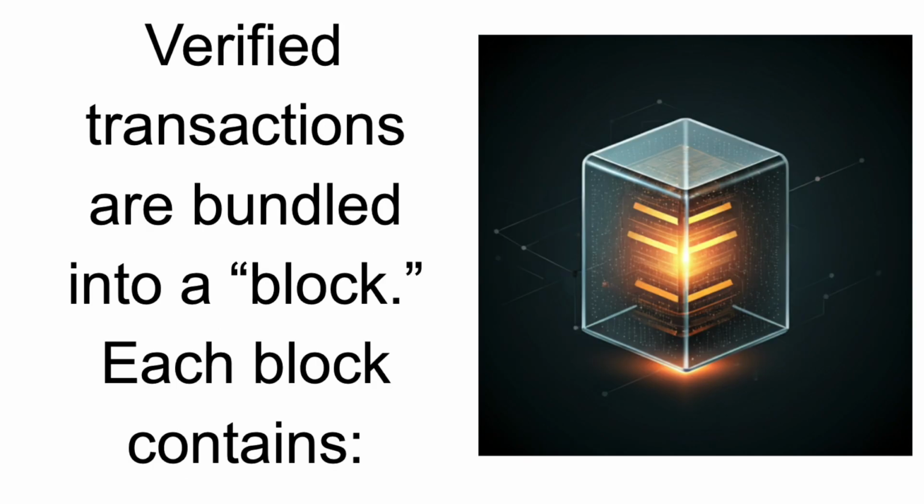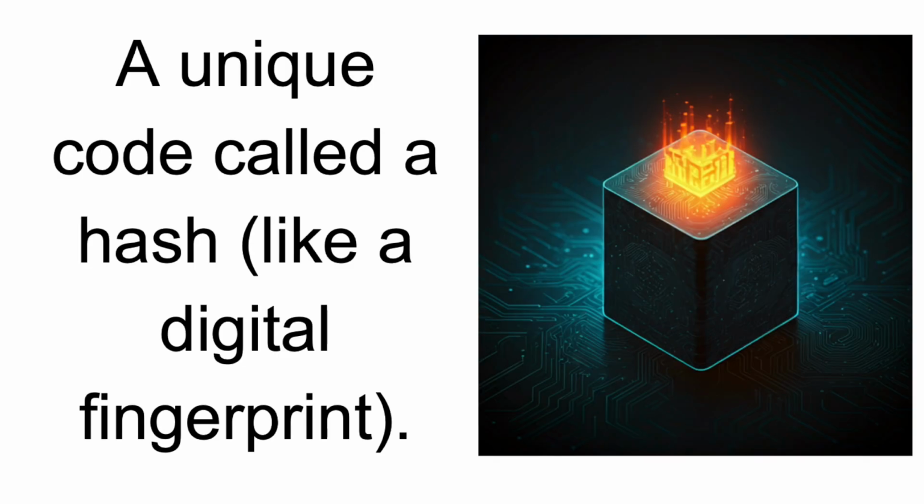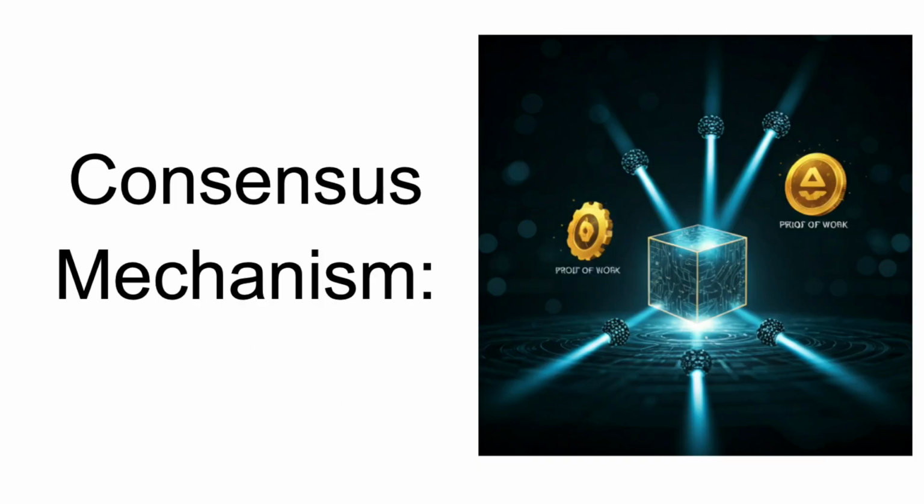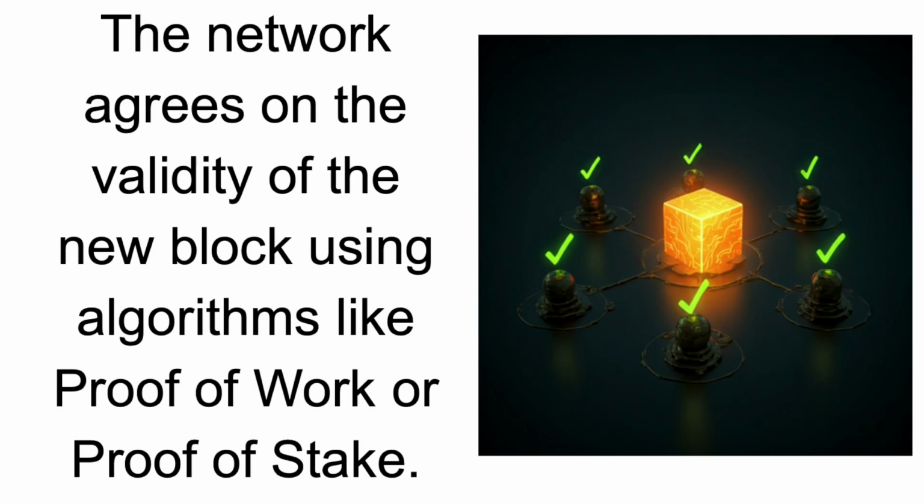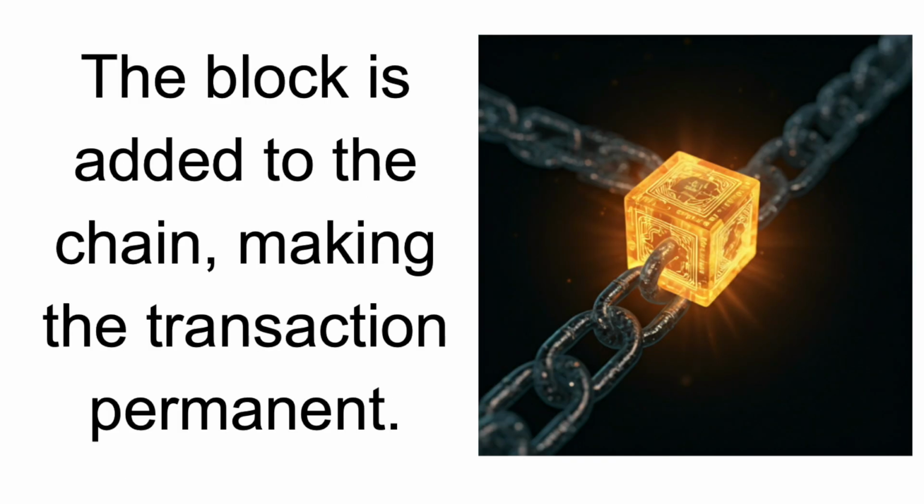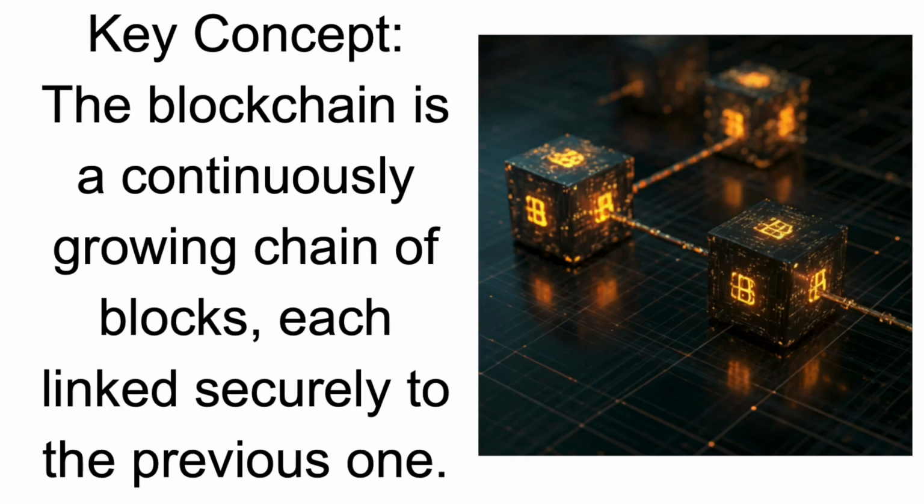Block formation. Verified transactions are bundled into a block. Each block contains transaction data, a unique code called a hash, like a digital fingerprint, and the hash of the previous block for linking. Consensus mechanism. The network agrees on the validity of the new block using algorithms like proof of work or proof of stake. Block addition. The block is added to the chain, making the transaction permanent. Key concept. The blockchain is a continuously growing chain of blocks, each linked securely to the previous one.